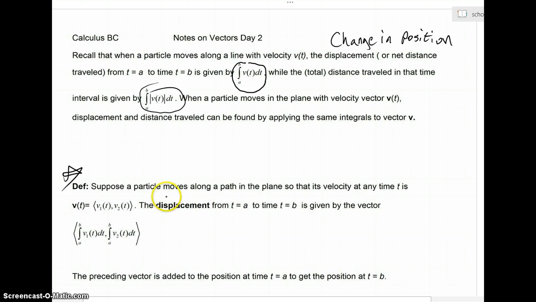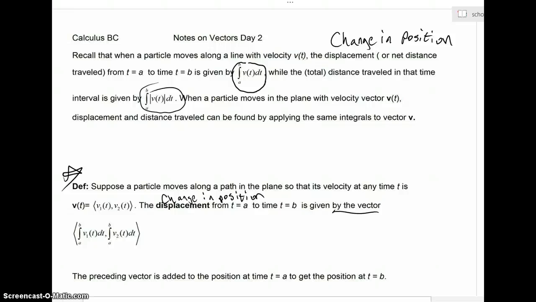The displacement, the change in position in other words, very nicely is going to be a vector. It's given by the vector here, of the integral from a to b of v1 of t dt, integrate the x component, comma, integrate the y component, a to b of v2 of t dt. So this is your change in position vector.